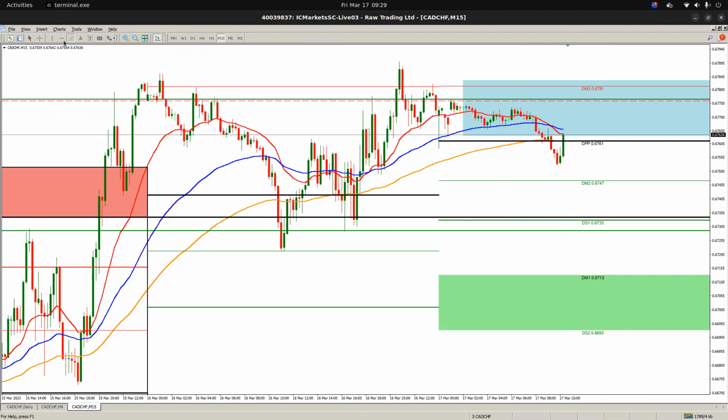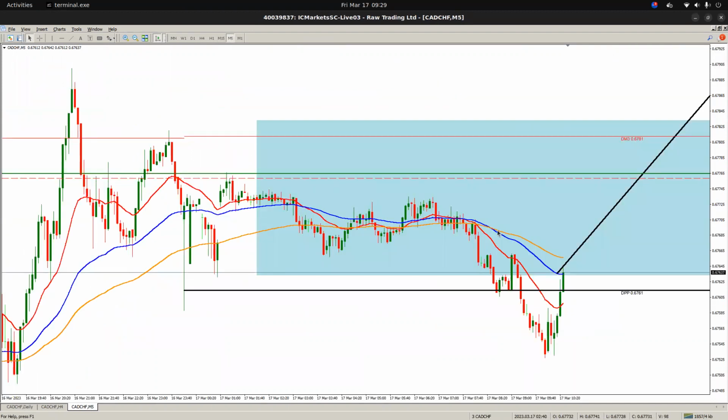So what you're going to do is wait for this to close. Once this is closed, you're going to go into your M5 charts. You're going to confirm that M5 is bearish, i.e. not making higher highs and higher lows. This is a concern for you.